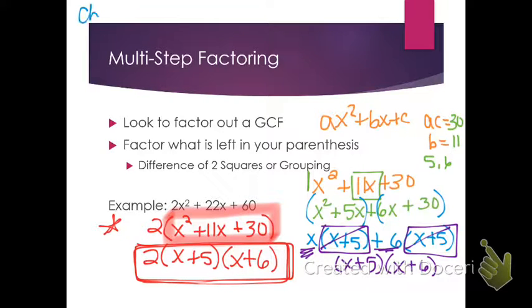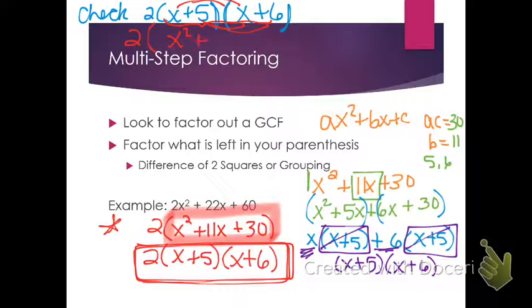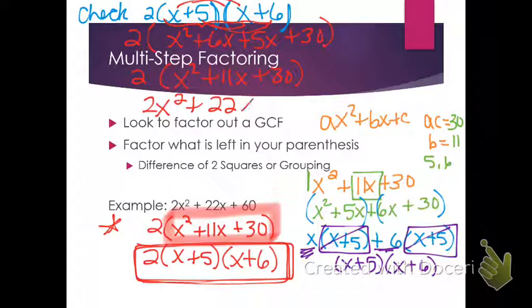So if I were to do a quick check, remember that when you multiply, it doesn't really matter which order you multiply in. So let's multiply the two binomials together first by distributing. And I'm just going to leave the 2 out front for a while. So when I distribute that, I'd get x times x is x squared plus 6x plus 5x plus 30. I'd combine my like terms. I'd get x squared plus 11x plus 30. And then finally at the end I would distribute the 2. And I do get my original problem, so I know that my answer is correct.